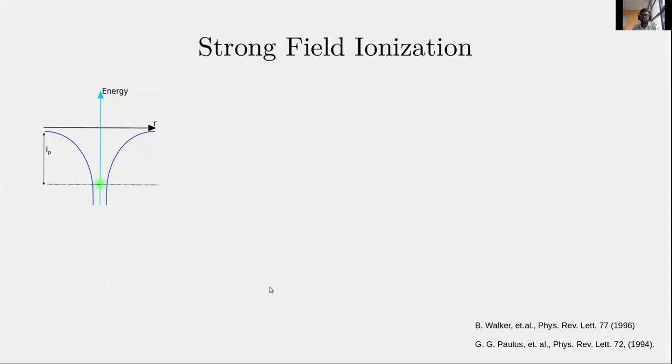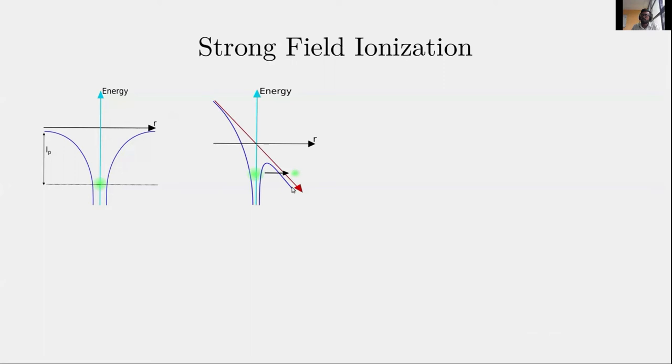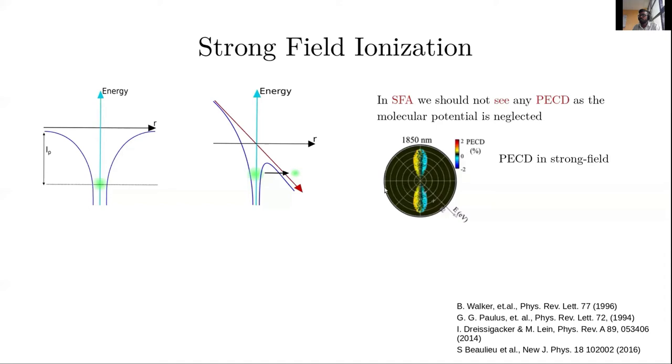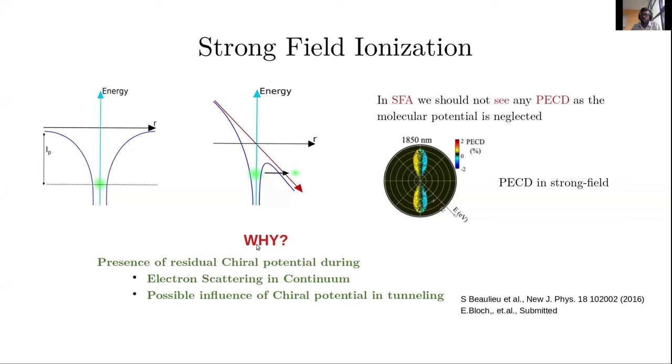This is basically how the Coulomb potential looks. When the molecule is impinged with electromagnetic radiation, an electron is spawned into the continuum by tunneling out of the molecular potential barrier. Now, in the strong field approximation, we should not see photoelectron circular dichroism, as the molecular potential is neglected. But it was observed that PECD still exists in the strong field ionization regime. But why does this exist? This is basically because of the presence of a residual chiral potential during the electron scattering in the continuum, as well as the possible influence of the chiral potential in tunneling.